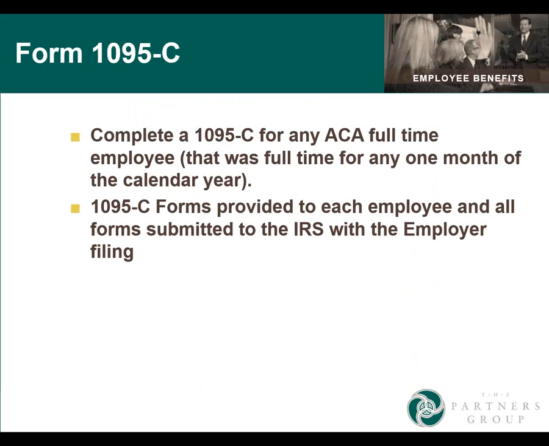Form 1095-C is going to be completed for any ACA full-time employee that was full-time in any one month of the calendar year. Once again, I want to stress that this is for anybody who breaches that 130-hour mark in any specific month throughout the calendar year. The forms have to be provided to each employee and submitted to the IRS with the employer filing.